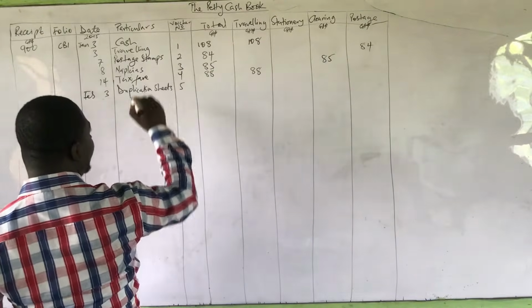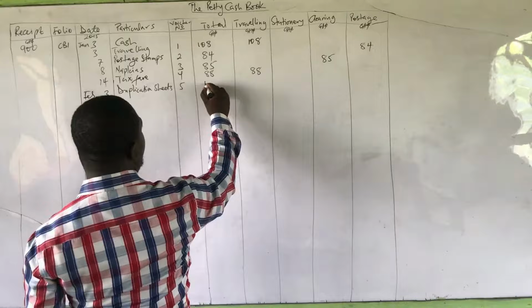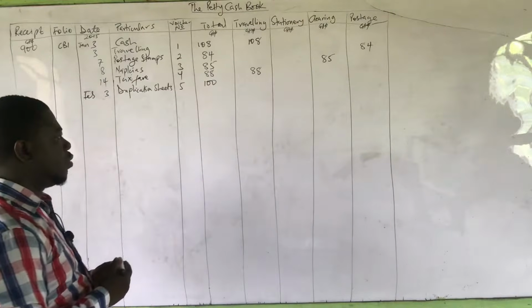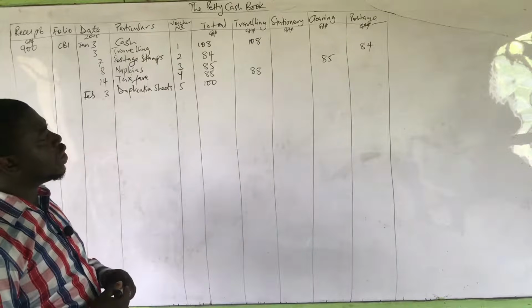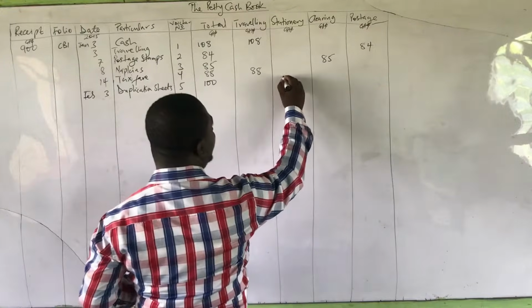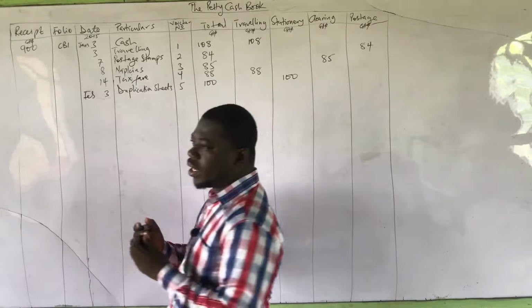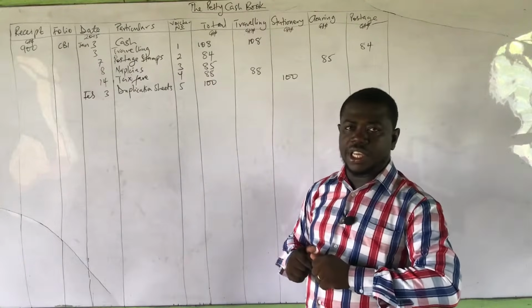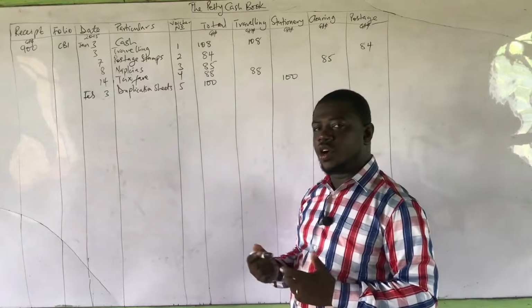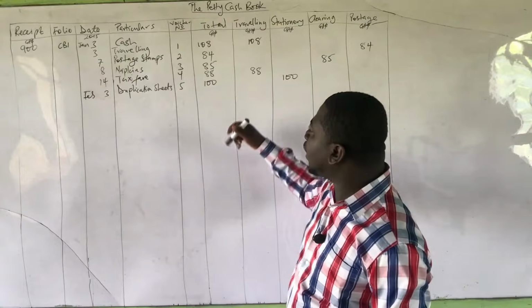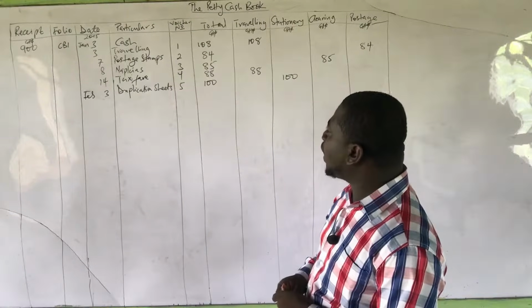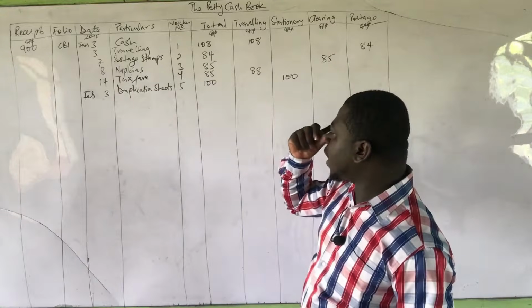The 5th payment voucher, 100 Ghana cedis. So we extend duplication sheet, it will go under stationery. So 100 will go under the stationery for duplication sheets. Okay. So now we continue to add up. We have spent quite an amount, but it's still not up to 900.